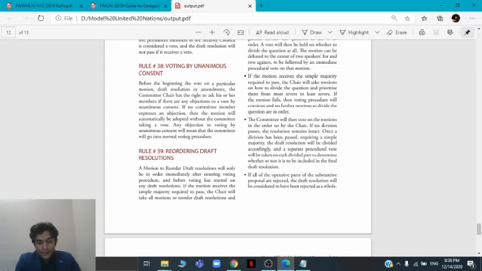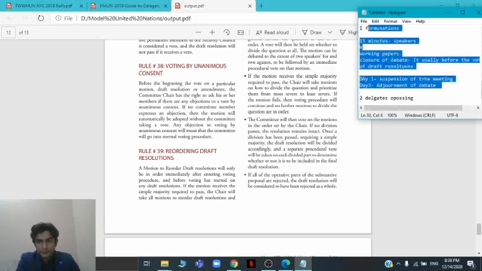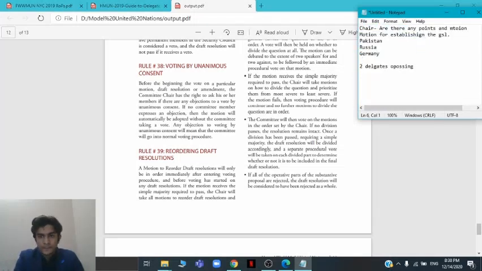For instance, we can take it as an example, you're going to be having three draft resolutions. Like we are going to have draft resolution 1.1, 1.2, 1.3. We are going to be having three draft resolutions, right?